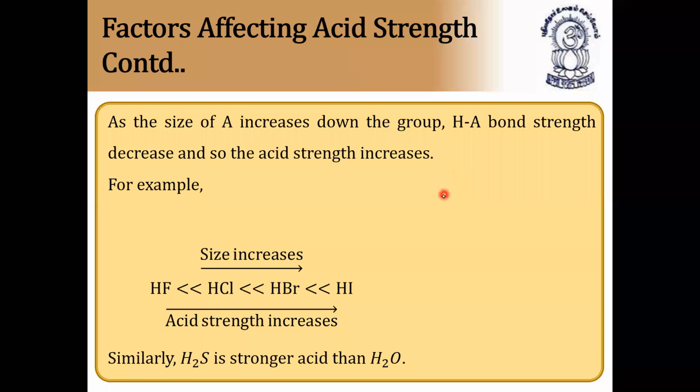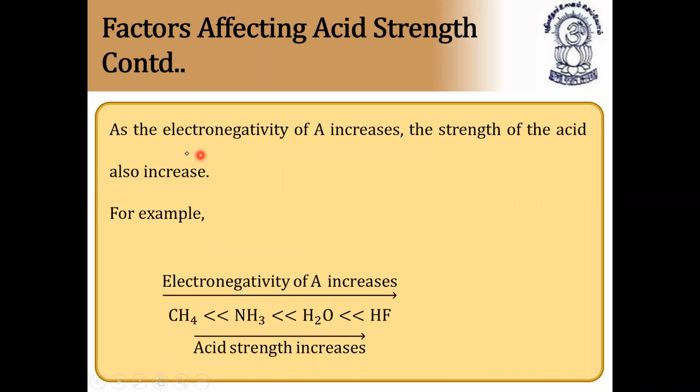So these are the factors affecting acidic strength. Second one: as the electronegativity of A increases, the strength of the acid also increases. When compared to hydrogen, if the electronegativity value of A is high, it automatically leads to the bond being more polar. As polarity increases, acidic strength also increases. So it is an internal factor again. As the electronegativity of A increases, polarity increases. As the polarity increases, the strength of the acid increases.